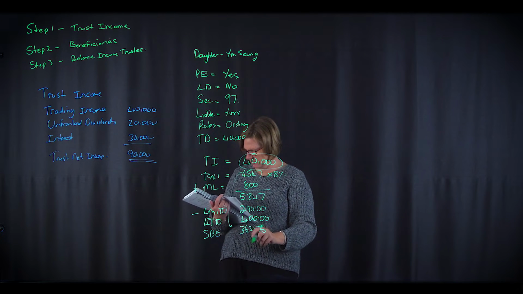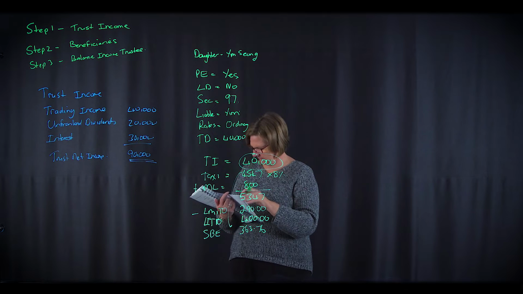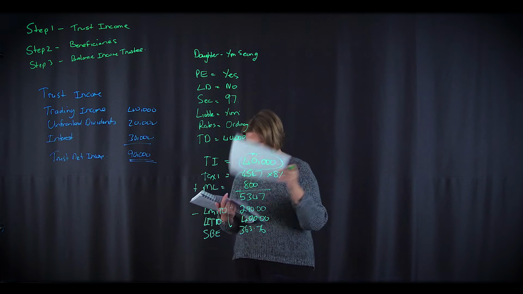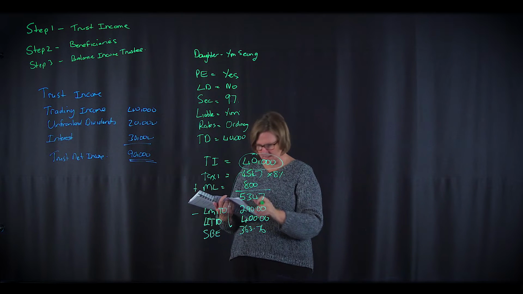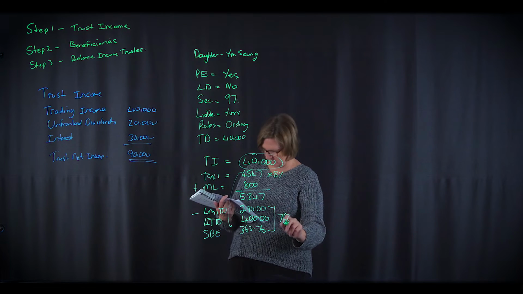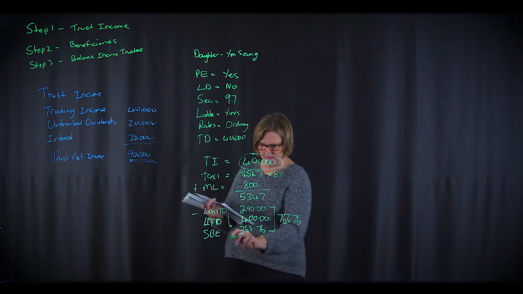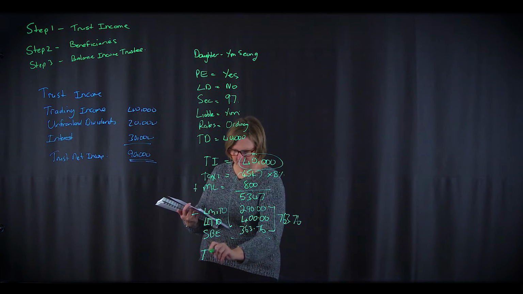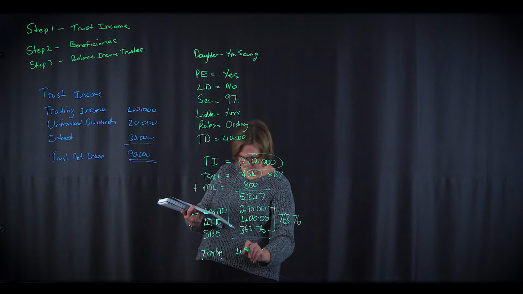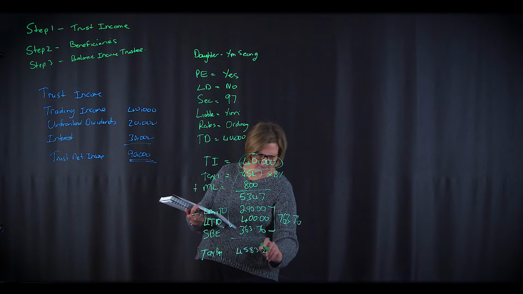So in regards to that, we will end up with all of her rebates equaling $763.76. Her tax position, tax payable, will be $4,583.24.